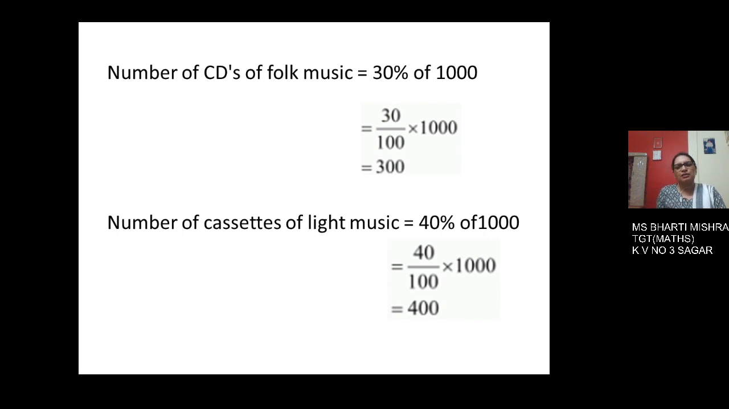Now light music is liked by 40% of 1000. So it comes to be 40 upon 100 into 1000. On cancelling the zeros, the result is 400 CDs will be prepared for light music.